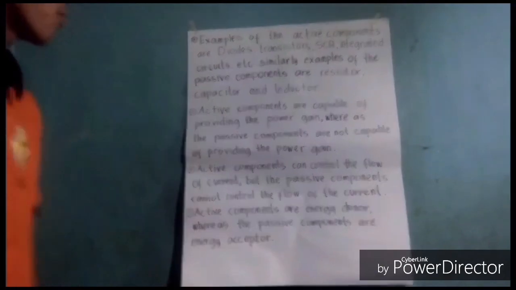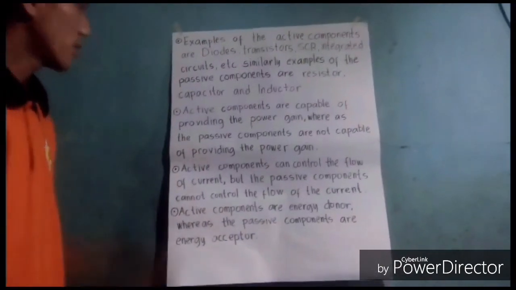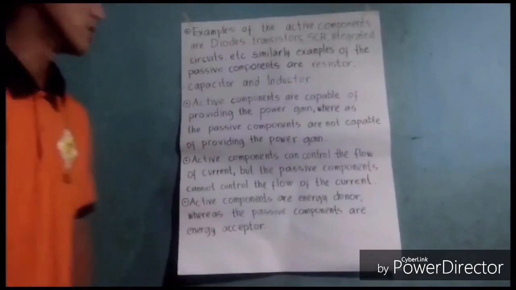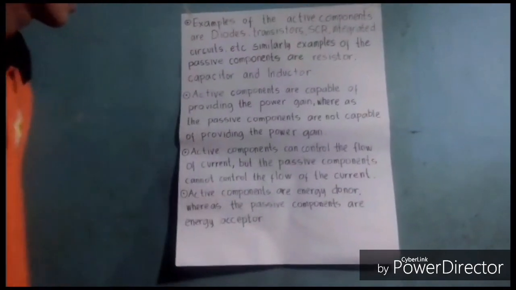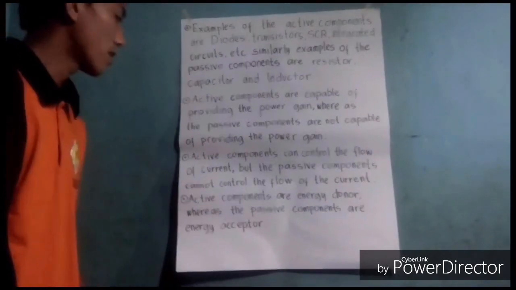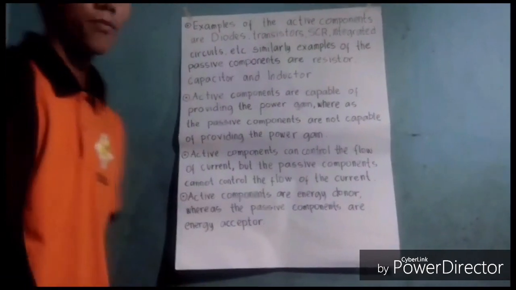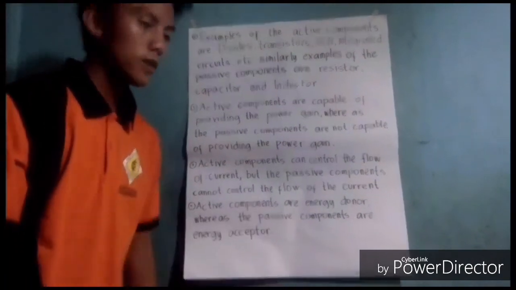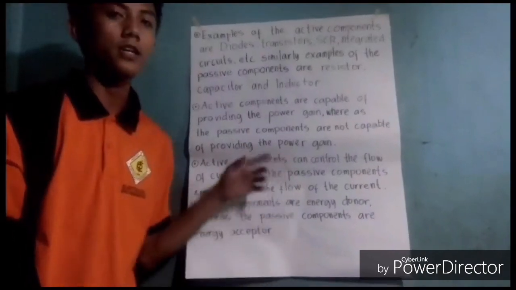Next, active components are capable of providing power gain, whereas passive components are not capable of providing power gain. And next, active components can control the flow of current, but passive components cannot control the flow of the current. Last, active components are energy donors, whereas passive components are energy acceptors.